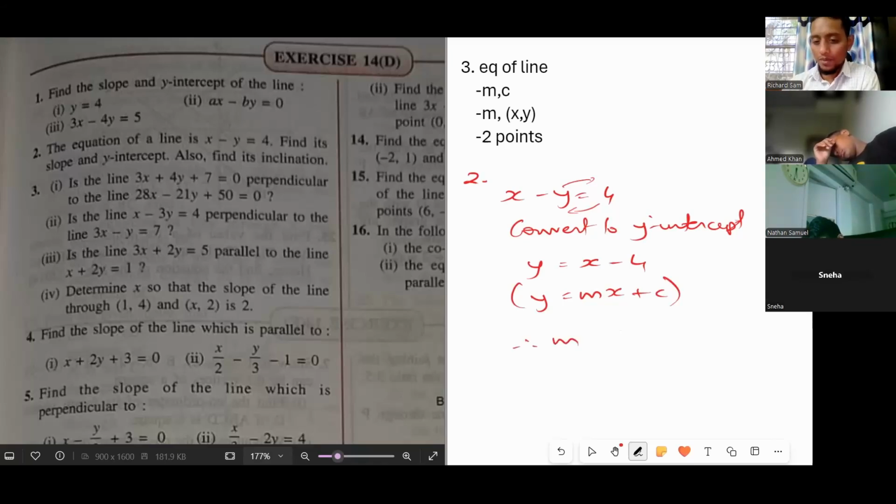So what is m and what is c? m is whatever is multiplied with x. So here what is multiplied with x? 1. And what is c? Minus 4. That's your answer. Slope is 1 and the y-intercept is minus 4. Is everyone clear? And inclination is 45 degrees.